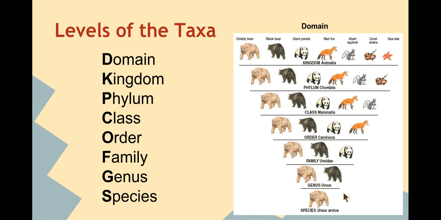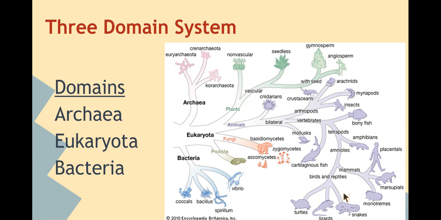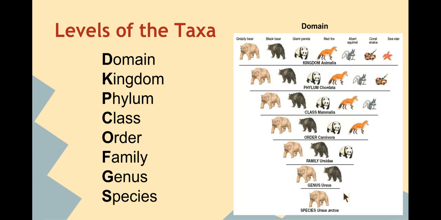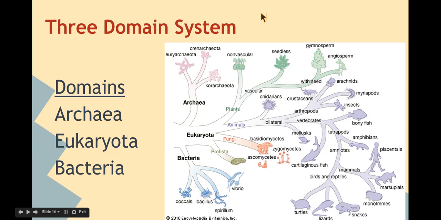All right, here's your taxa again. So in our taxa, we have the 3 domain system. So if you go back up here, you have domain at the top. So this is the least specific group, and then it's kingdom, phylum, class, order, family, genus, species. So we're looking at domain, which is not even shown on this one because it's an old picture. But domain would be all the way up top here above your kingdom.